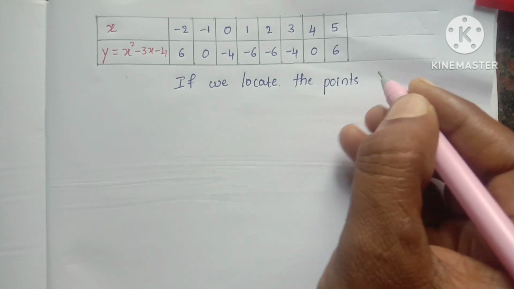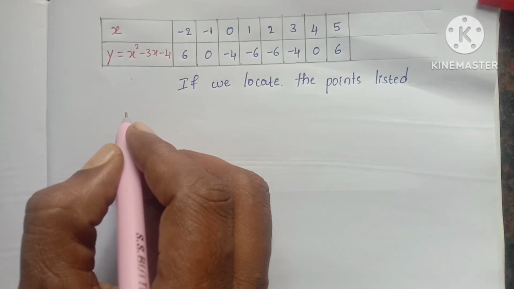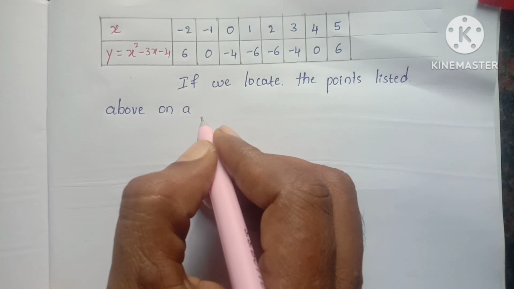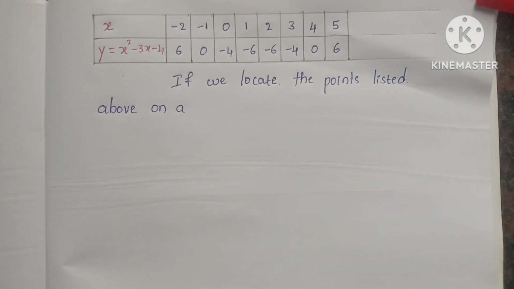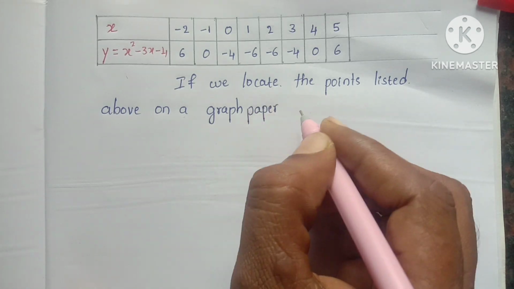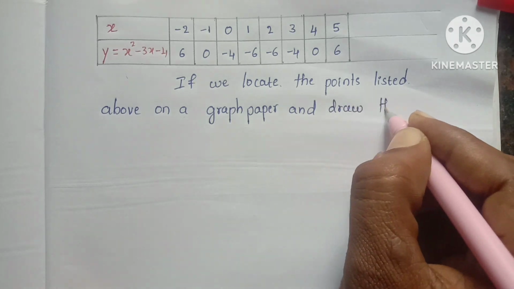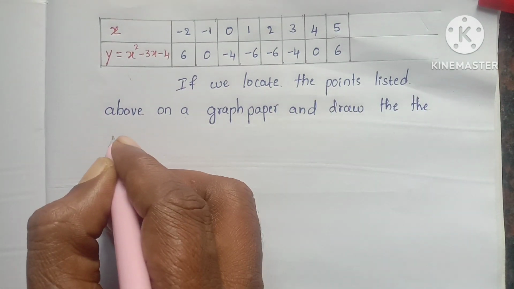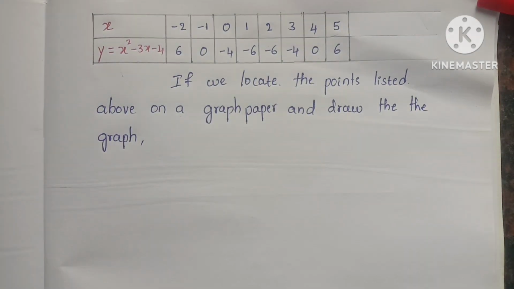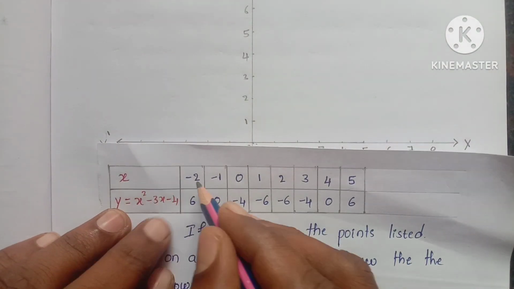If we locate the points listed above on a graph paper and draw the graph, we will observe it now. Observe here, I will mark the points.